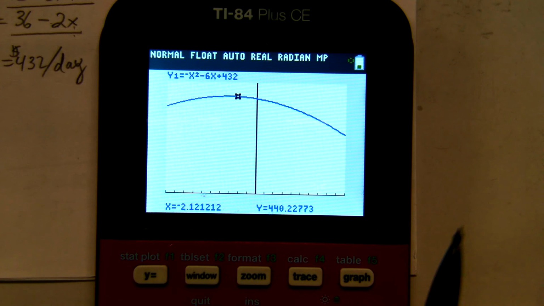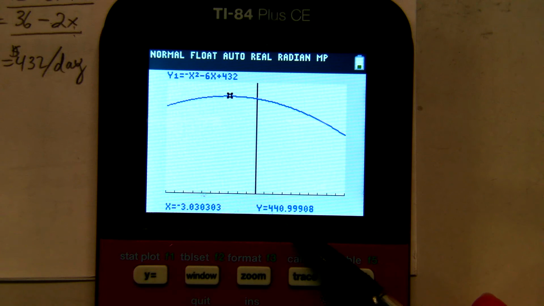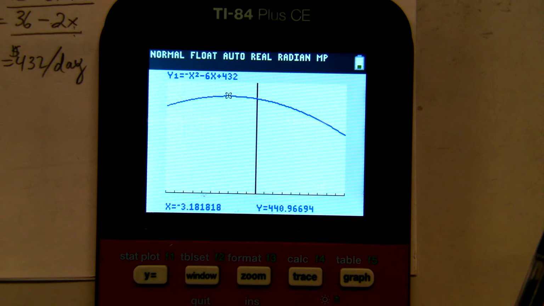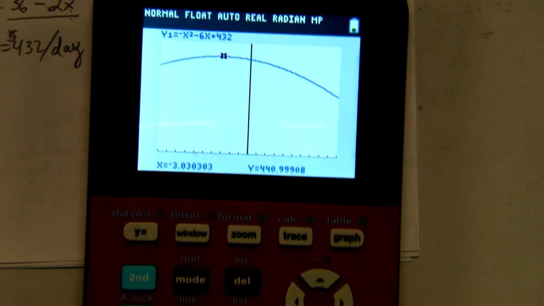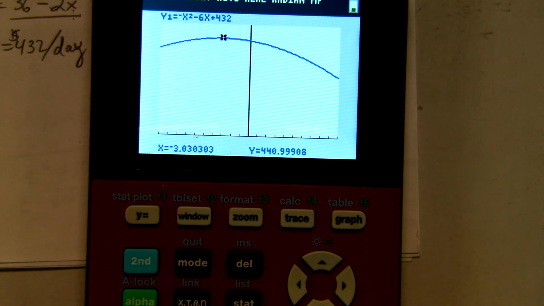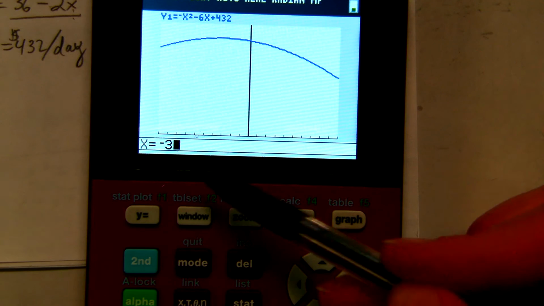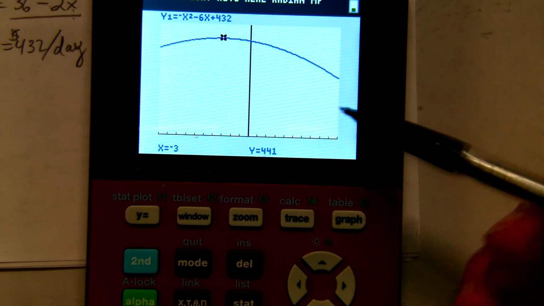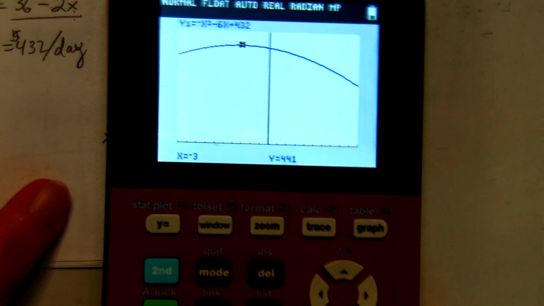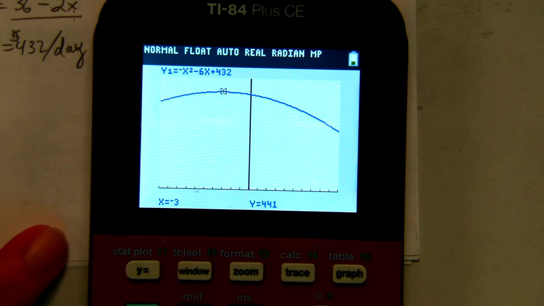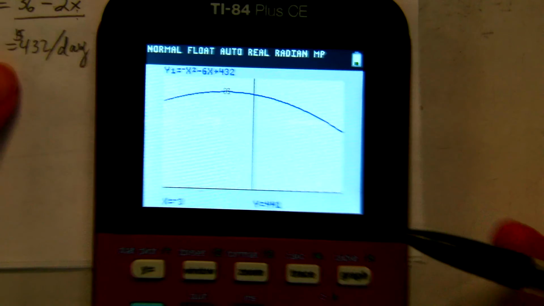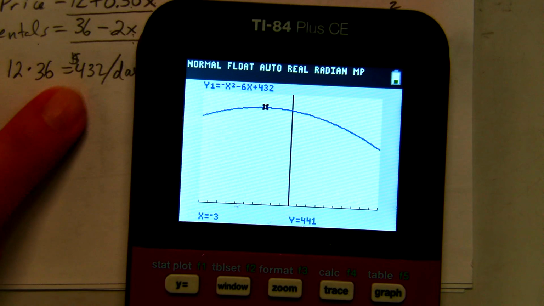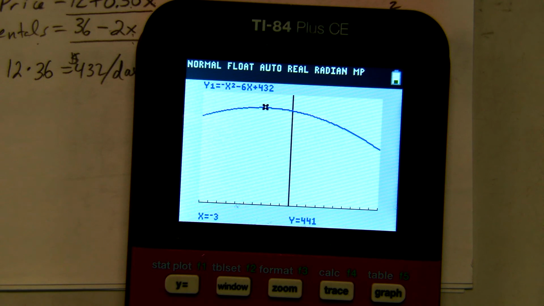If we go over to that negative 3 that we were looking at, it comes out about $441-ish. The other thing you can do when you hit the trace key and you're in trace mode, you can type -3. It'll give you this little window down here. When you hit enter, it'll tell you exactly what that is. So 441. And so that would be the maximum that you would make. So since we were making 432 a day before, 441's a little bit more. So it's good. Now, the worksheet for this is really short.